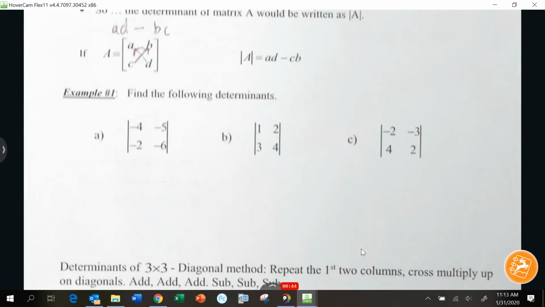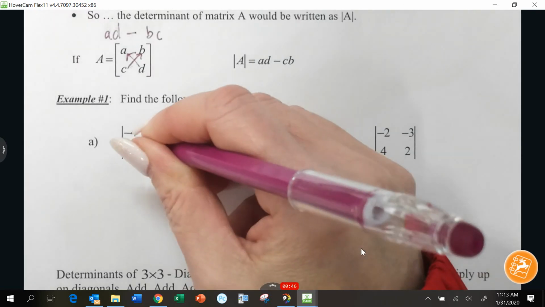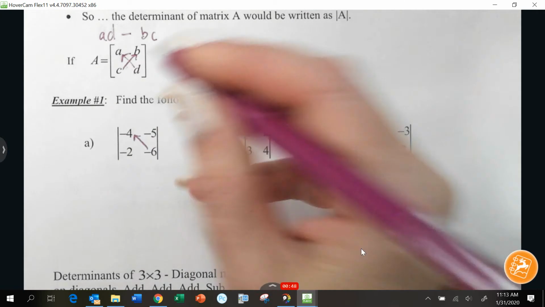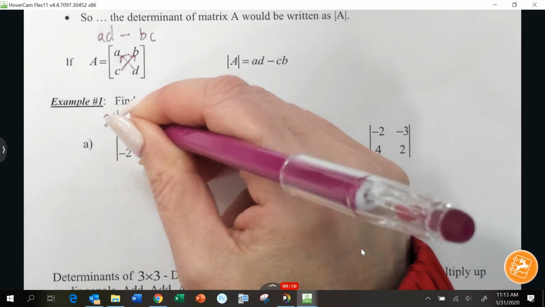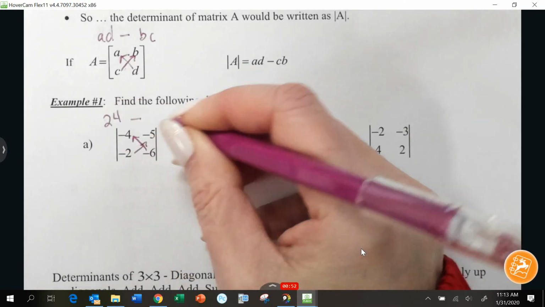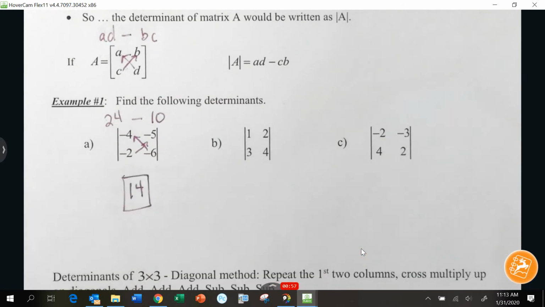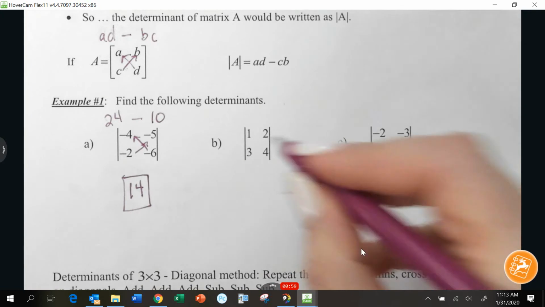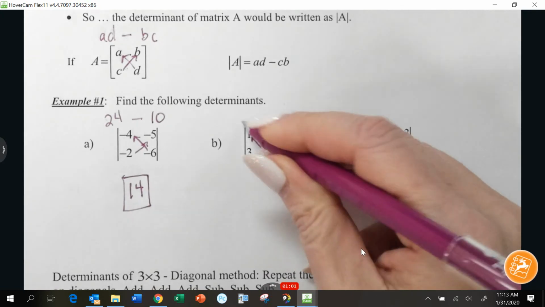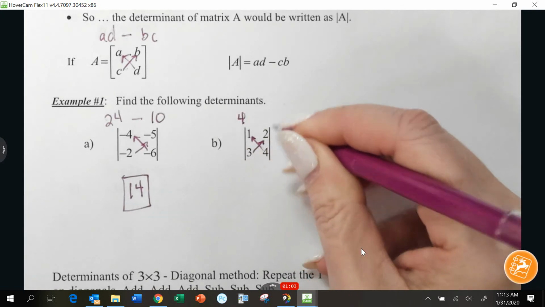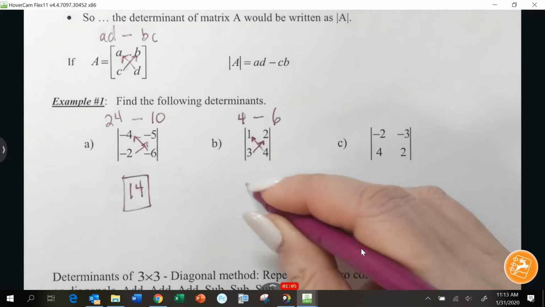So, 3 examples. Cross multiply up, that's 24. Minus cross multiply up, 10. What's my determinant? 14. Next one, cross multiply up, 4. Cross multiply up, 6. Subtract them, -2.